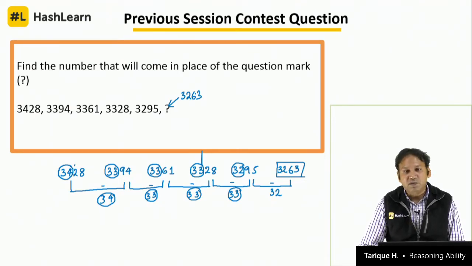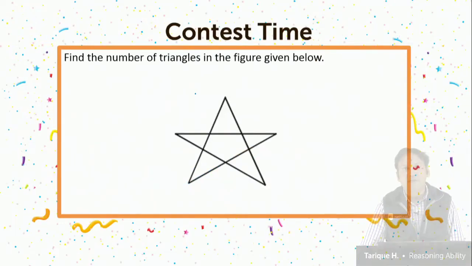Okay. Now let's move on to the contest question for today, and that is very different from the contest questions we have done earlier. This is a counting question here. Find the number of triangles in the figure given below. So you have a star shaped figure below, and you have to find out total number of triangles that you can create from the diagram.